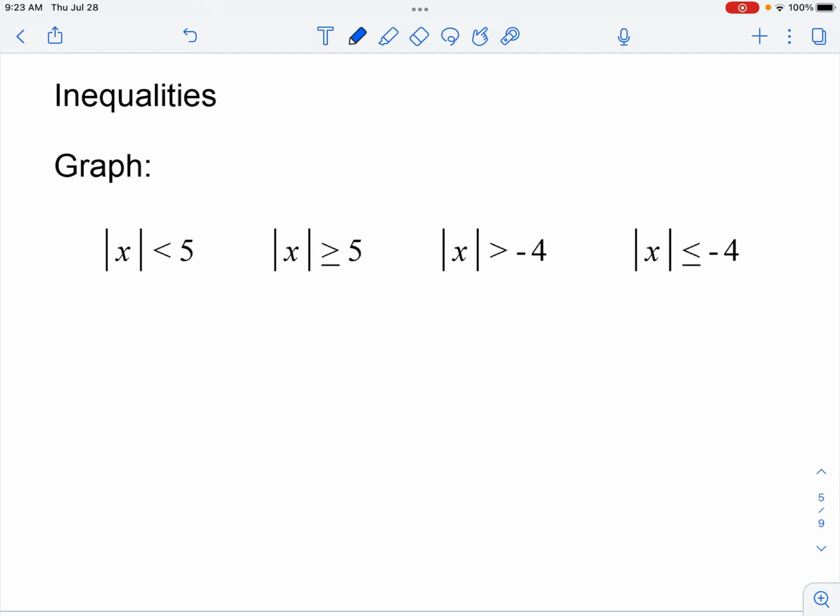Absolute value inequalities get a little confusing in how to determine if they are "and" inequalities versus "or" inequalities, but they're always a compound inequality because we have two cases. So it's either an and or an or. So the question is, how do we know which is which? So let's talk about the absolute value of x is less than 5.